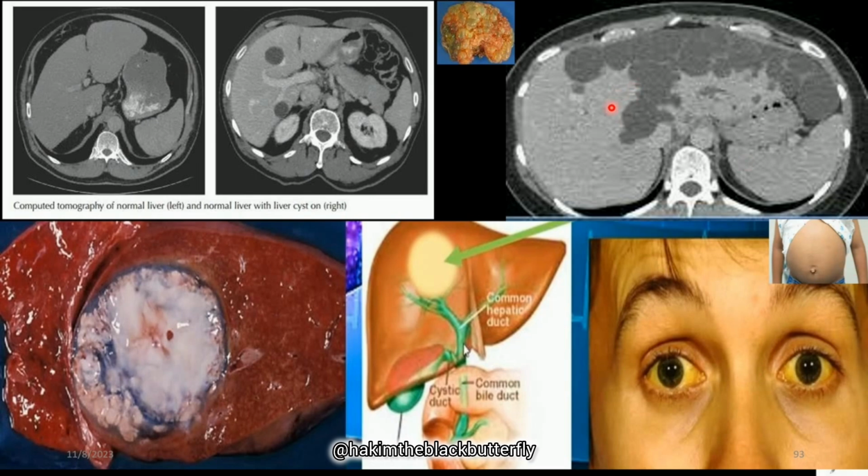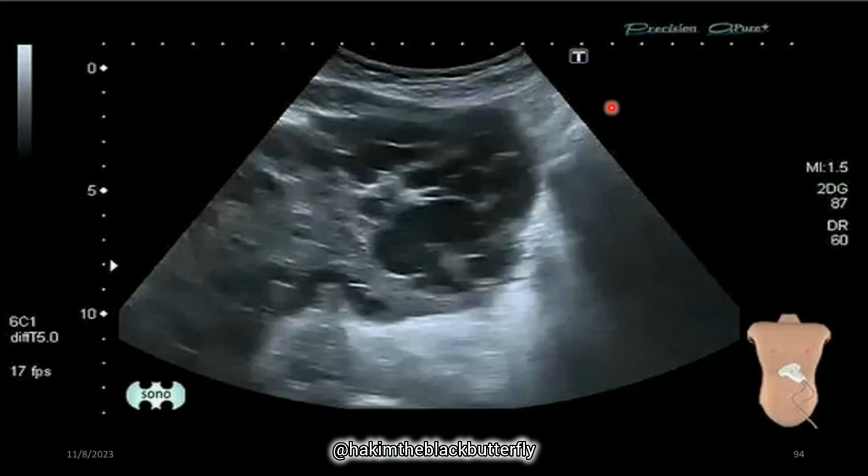Of course, ultrasound can also be a tool that can easily show you the cysts in the liver. You can see, based on how the probe is positioned, it's obvious that we shall see the liver. And if you see the image, yes, we can see the liver, but there are so many cystic structures within it, filled with fluid. These are cysts.